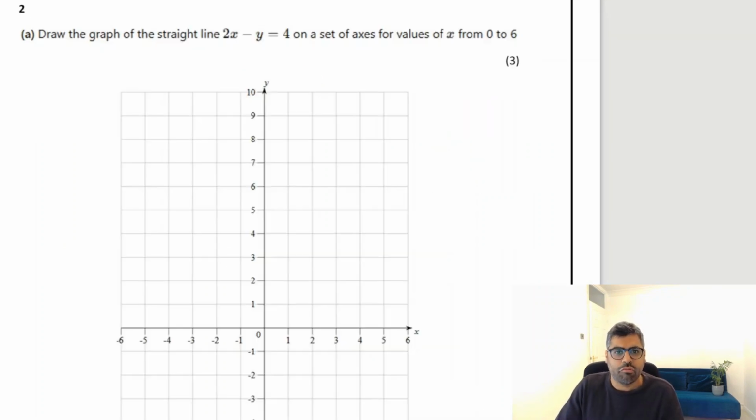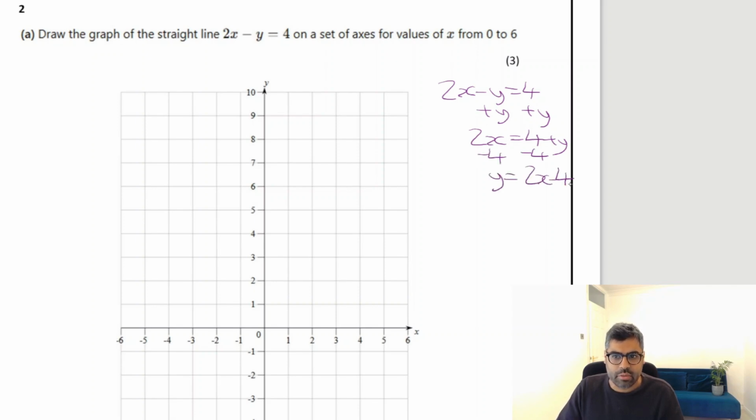Here we need to draw the graph of the straight line 2x minus y equals 4, on a set of axes for values of x from 0 to 6. So let's start off by rearranging this to make y the subject. We have 2x minus y equals 4. Let's add y to both sides. That gives us 2x equals 4 plus y, and then subtract 4 from both sides. So you have y equals 2x minus 4.